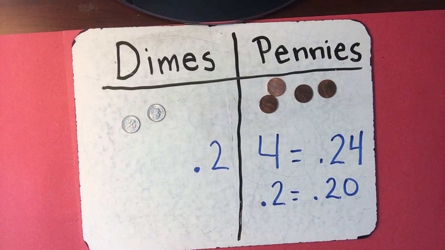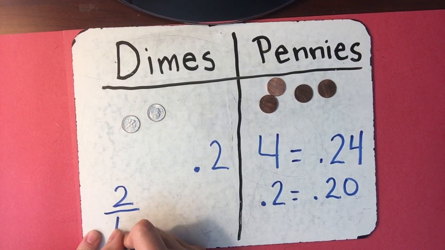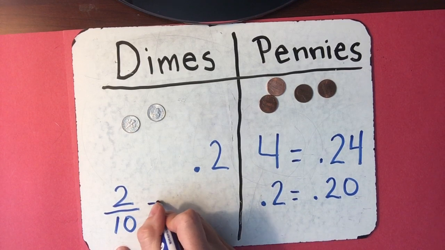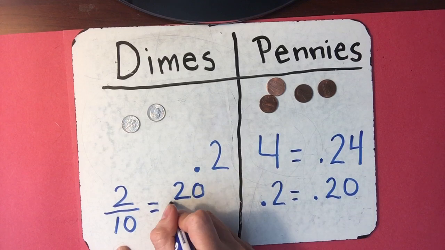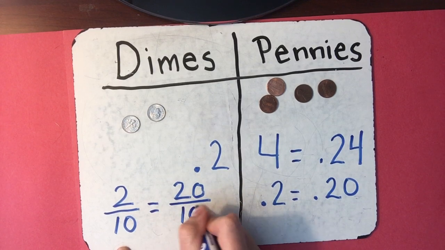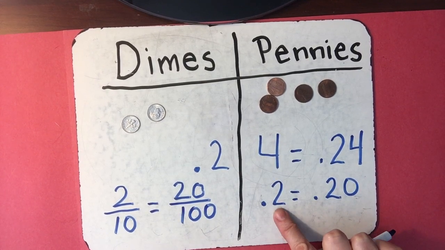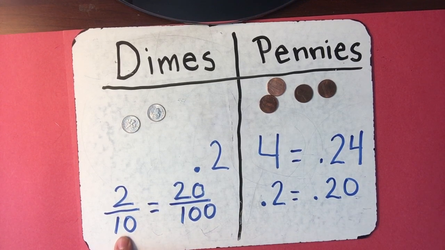Said in a different way, if you have 2/10 of a dollar, meaning you're dividing the dollar into 10 dimes, or you have 20/100ths of a dollar, meaning you're dividing it into 100 pennies, these are equivalent to each other. So 2/10 is the same as 20 hundredths.